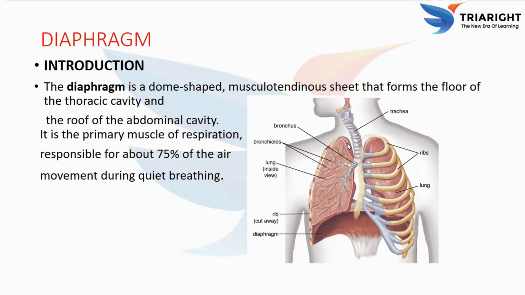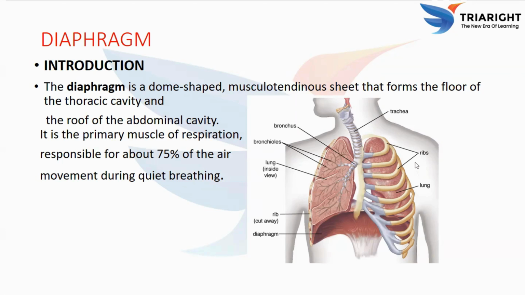Here you can see the picture of the diaphragm. You can see the trachea, bronchus, and bronchioles that carry air into the lungs. The lungs are shown inside the rib cage. The diaphragm is a red covered muscle below the lungs. The ribs and cutaway section help show its position between the chest and abdomen. The diaphragm is the primary muscle of respiration.